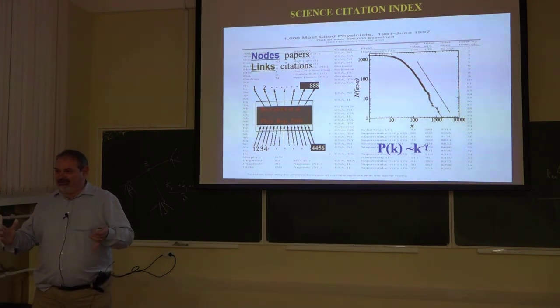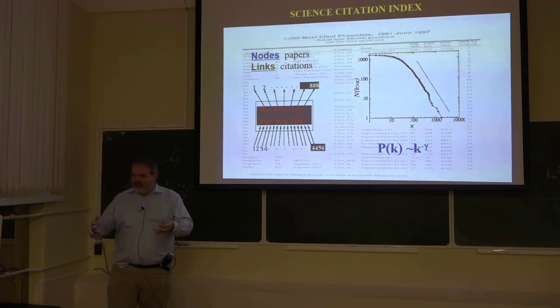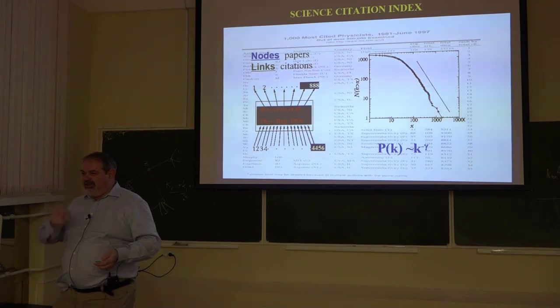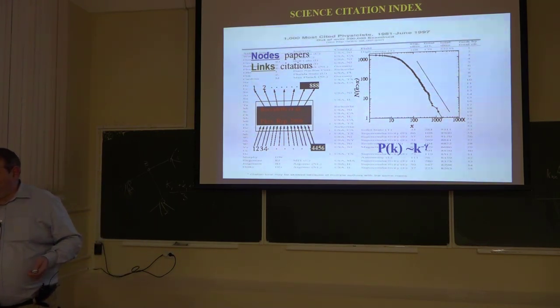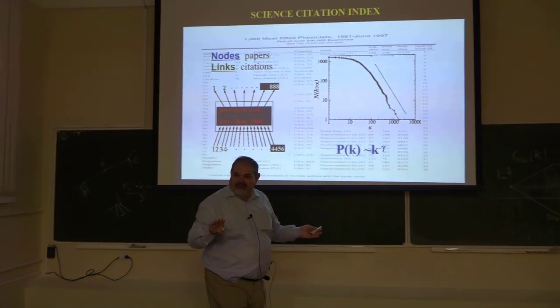It is plainly wrong to judge the importance of a paper by the impact factor of the journal where this paper was published. This is completely wrong, has zero scientific meaning. Okay?